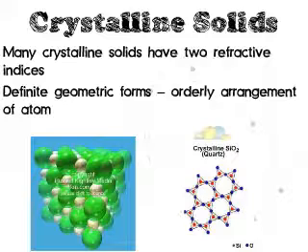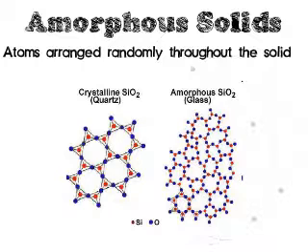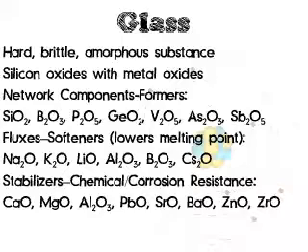Crystalline solids have a definite geometric form due to an orderly arrangement of atoms. Many crystalline solids have two refractive indices, or birefringence, also known as double refraction. Amorphous solids, on the other hand, have atoms arranged randomly throughout the solid. Glass is a hard, brittle, amorphous substance composed of silicon oxides mixed with metal oxides.